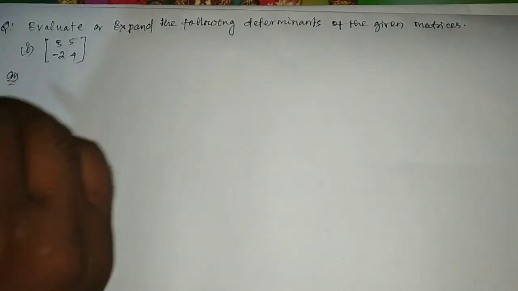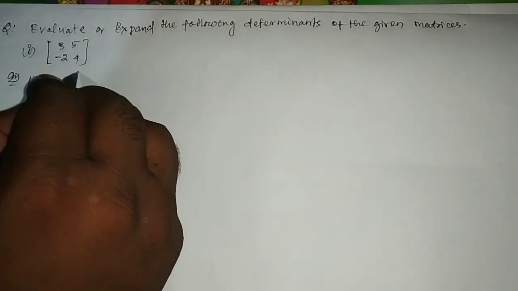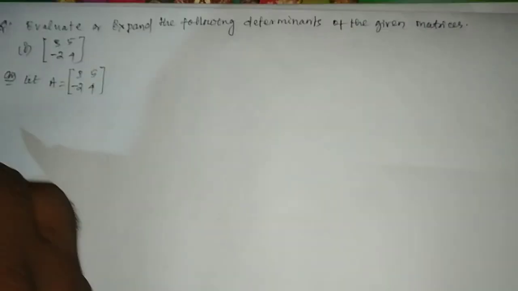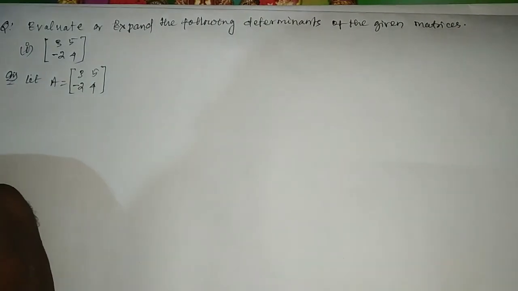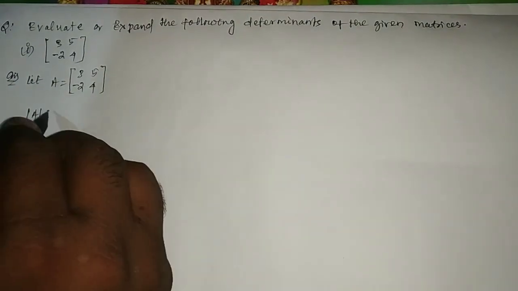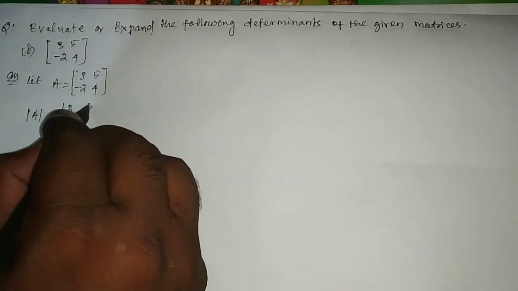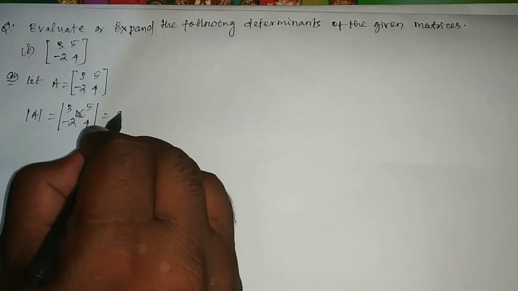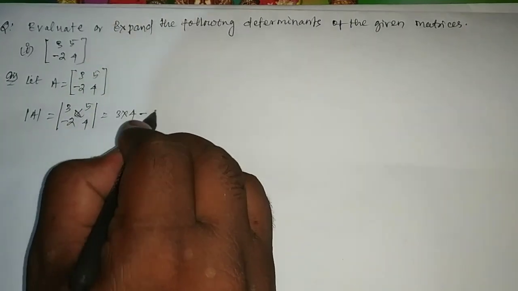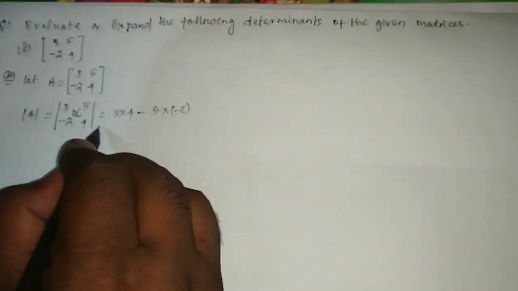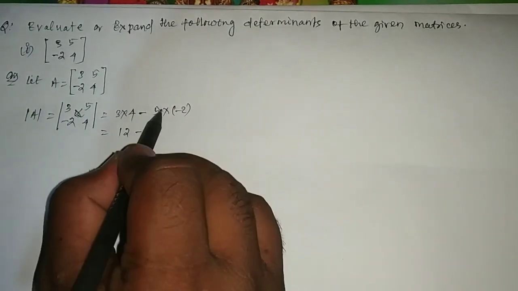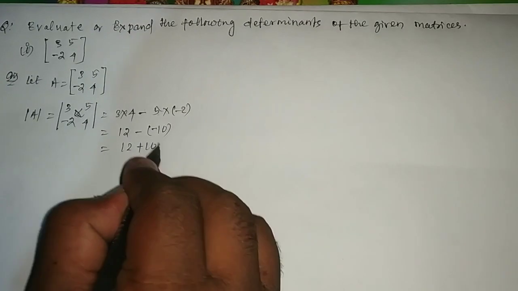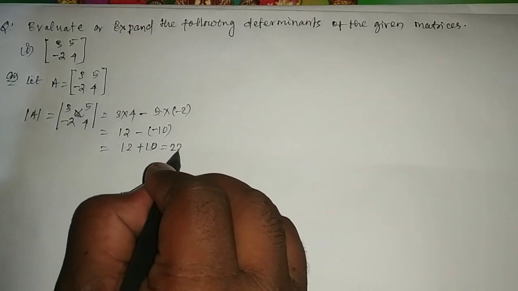See here, let A be the matrix 3, 5, minus 2, 4. This is a square matrix of order 2 cross 2, so its determinant is possible. So determinant of A equals |3 5; -2 4|. This can be calculated by cross multiplication: 3 into 4 minus 5 into minus 2, which is equal to 12 minus of minus 10, which is equal to 12 plus 10, 22.